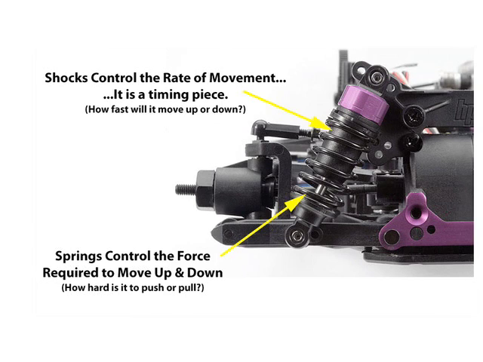So the spring controls the force that the wheel pushes down. The shock absorber controls the rate at which the wheel can go up and down. Very interesting interplay there, isn't it?